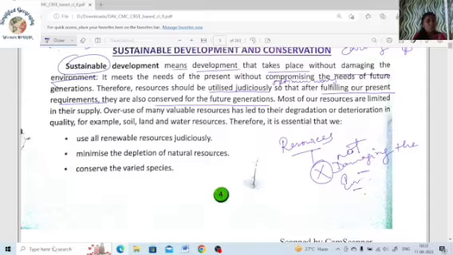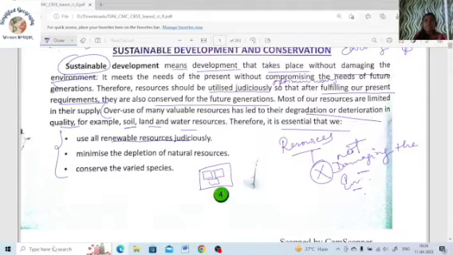That means overuse of oil and coal, or deterioration in the quantity and quality of any resources, is not permitted. For example, soil, land, water resources, etc. Therefore, it is essential that we learn about sustainable development, that is, use all renewable resources judiciously. That means whenever you are taking something, take it judiciously.